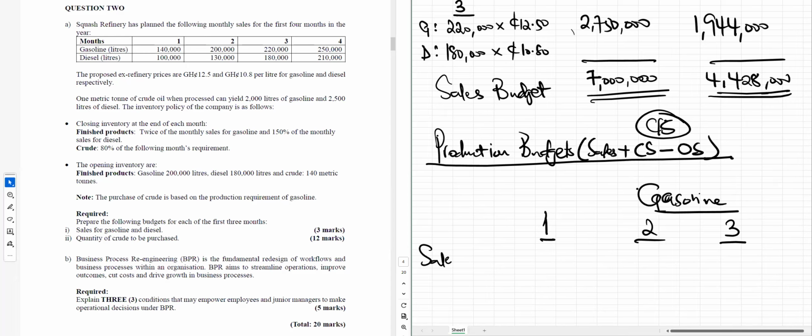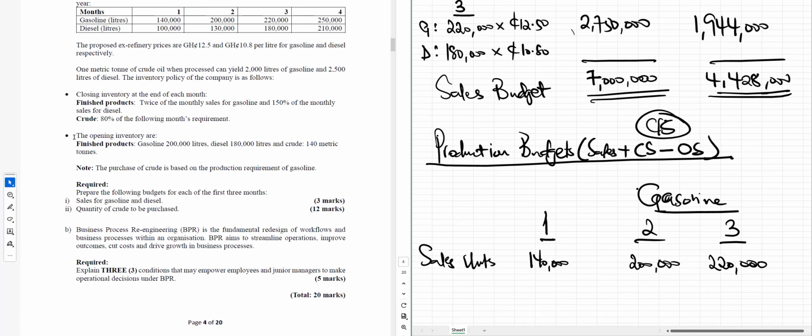Here we bring the sales units: 140,000, 200,000, and then 220,000. Then we need opening and closing stock. They told us that closing inventory at the end of each month is twice the monthly sales for gasoline and 150% of the monthly sales for diesel. Any problem? No. We'll do it.